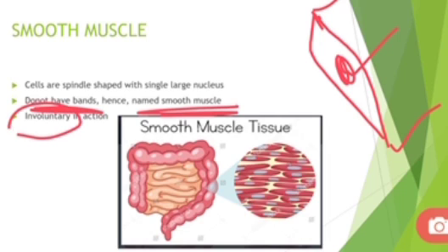They are involuntary in action, meaning they will not work according to our will. If I tell my stomach to stop digesting the food, will it stop? No. If I tell my intestine to stop absorbing the food, will it stop? No. So these organs do not work according to our will. That is why they are known as involuntary in action.